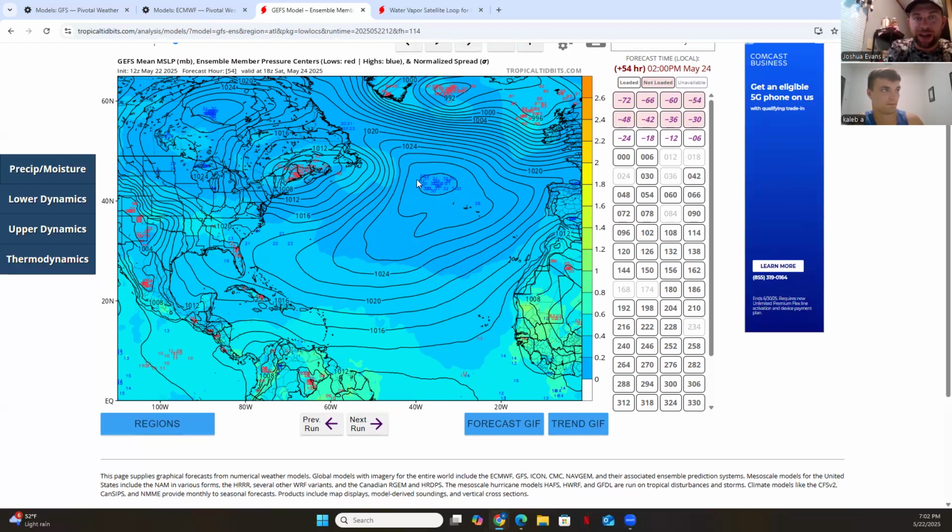You have the Bermuda High. You have a classic example of the models are converging on a general area, but each ensemble run is disagreeing slightly with the strength of the high and is disagreeing slightly as to where the position is. So you have a broad area where it's estimated to be.